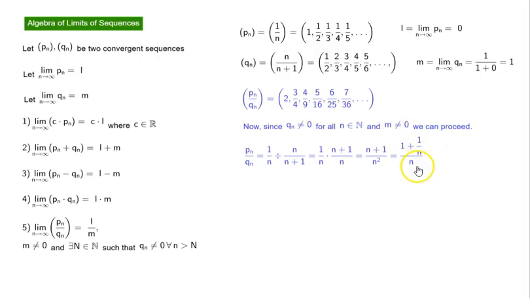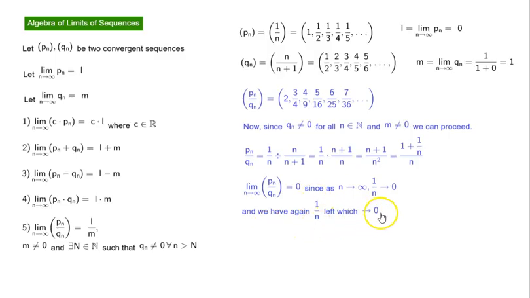Now here, can you figure out what the limit will be as n goes to infinity? This 1 by n goes to 0 and this 1 by n goes to 0. So limit as n goes to infinity of p sub n by q sub n is equal to 0, since as n goes to infinity, 1 by n goes to 0. And we have again 1 by n left, which goes to 0. Or alternately, we can just use the algebra of limits and say that limit as n goes to infinity of p sub n by q sub n is equal to L by m, which is equal to 0 by 1, which is 0.